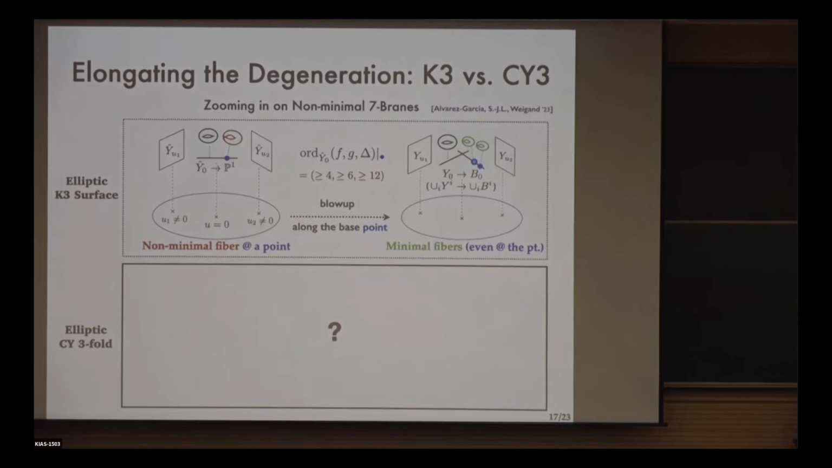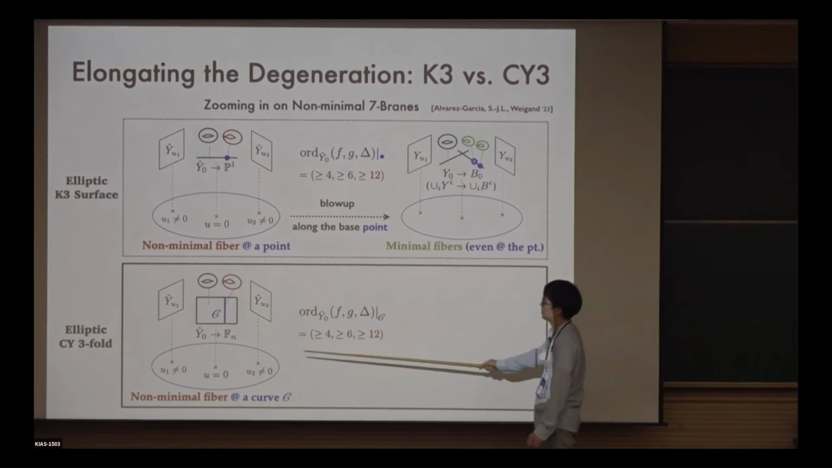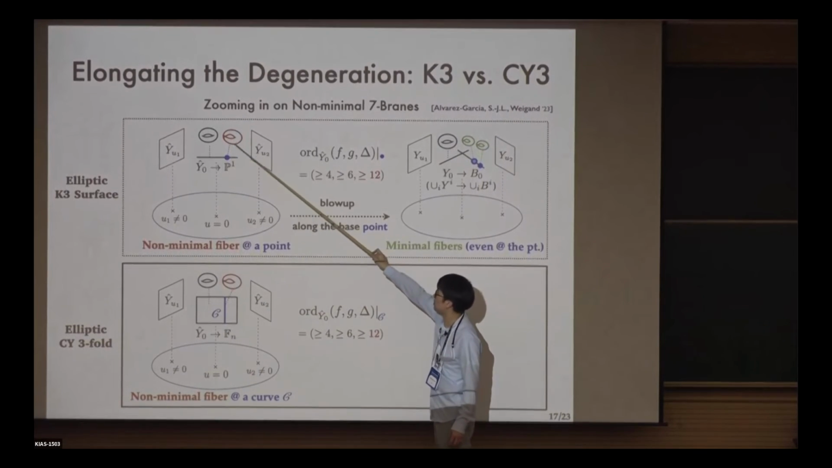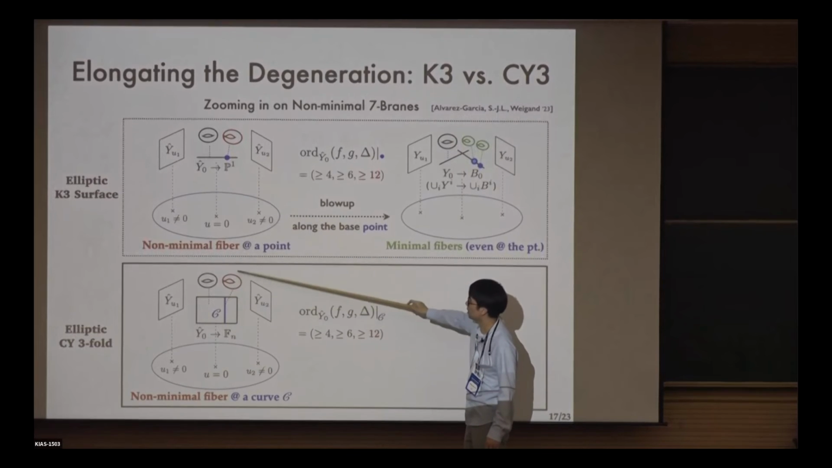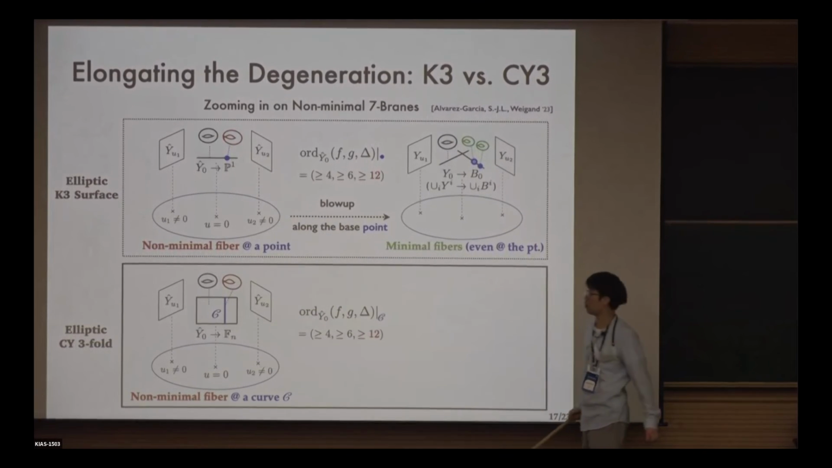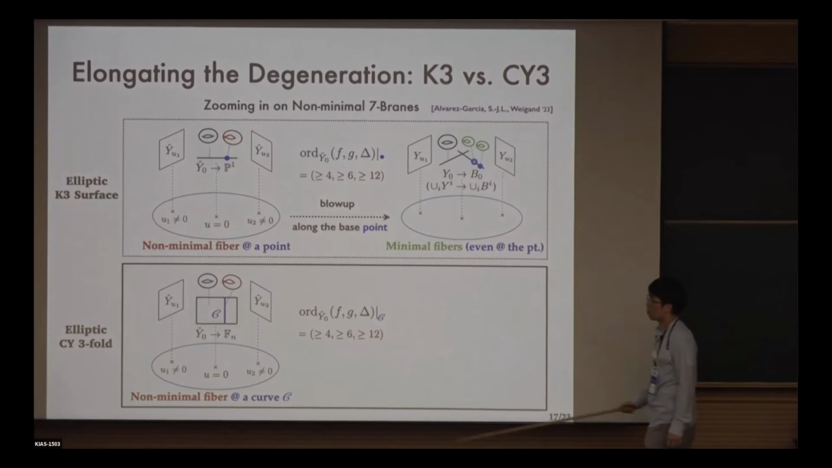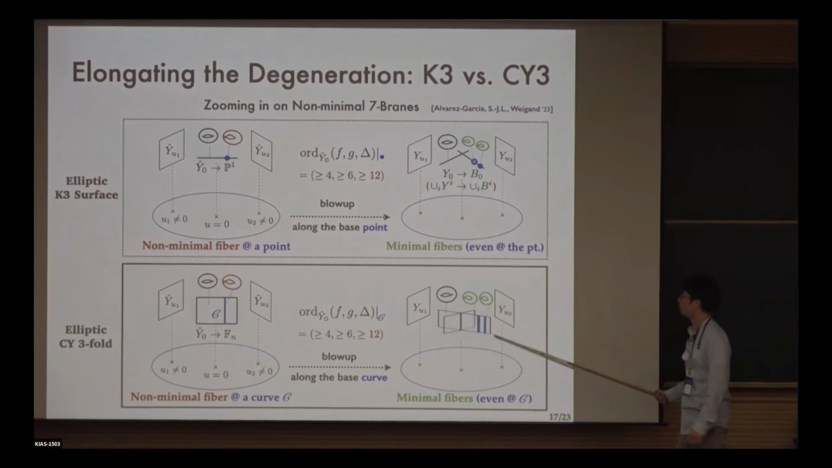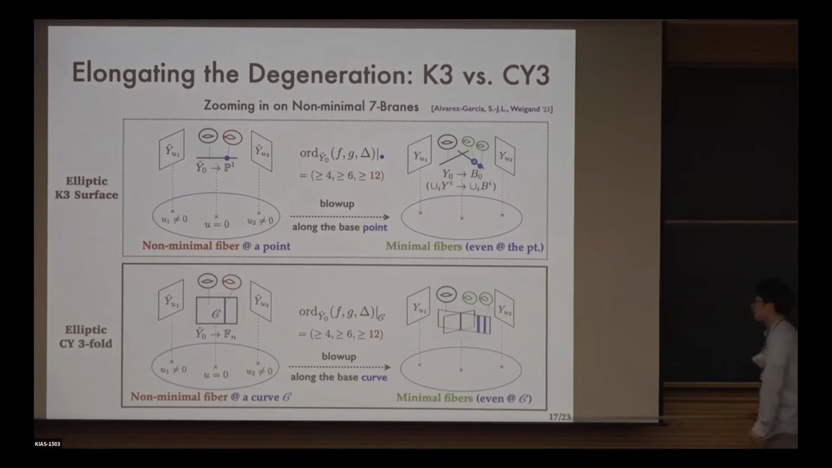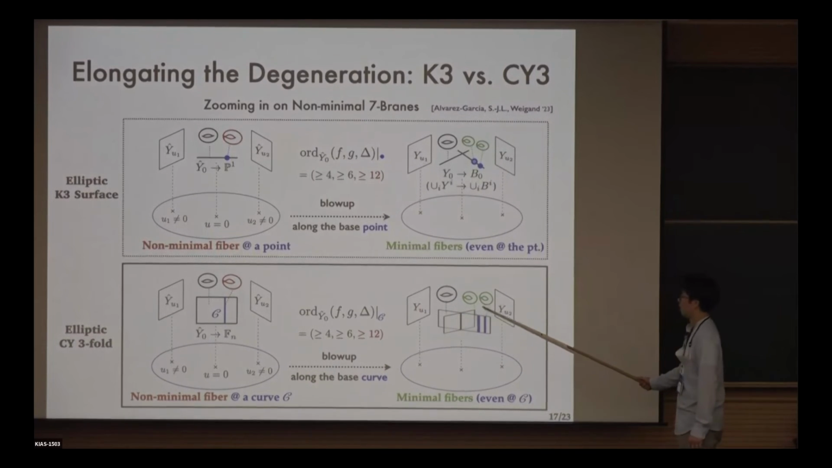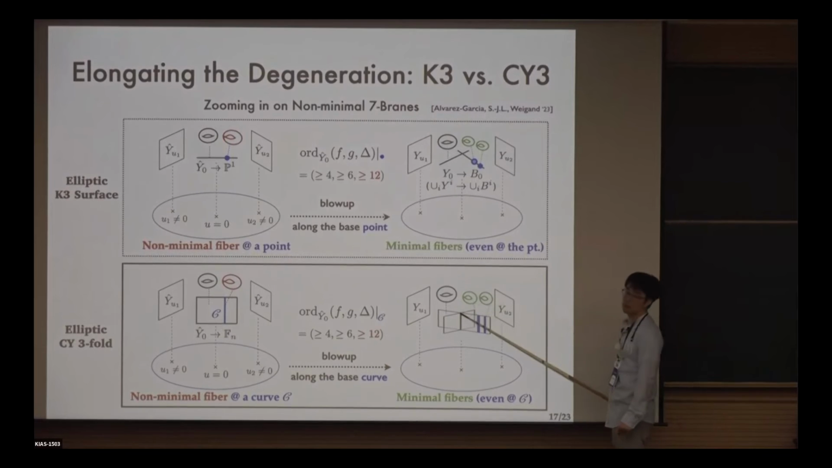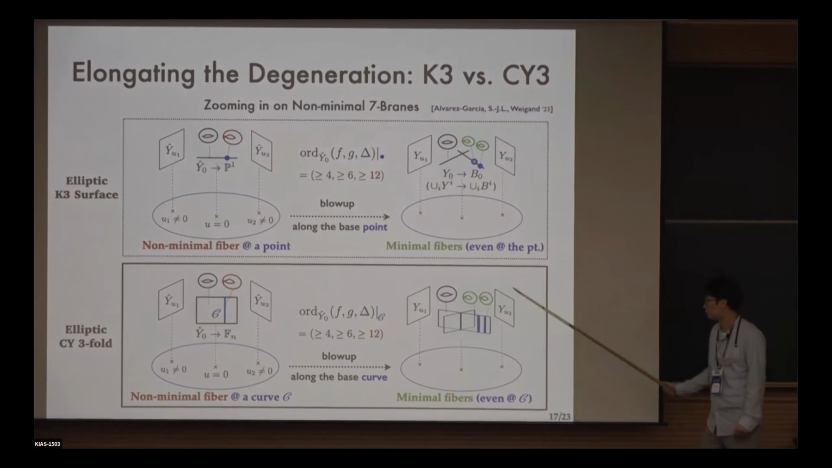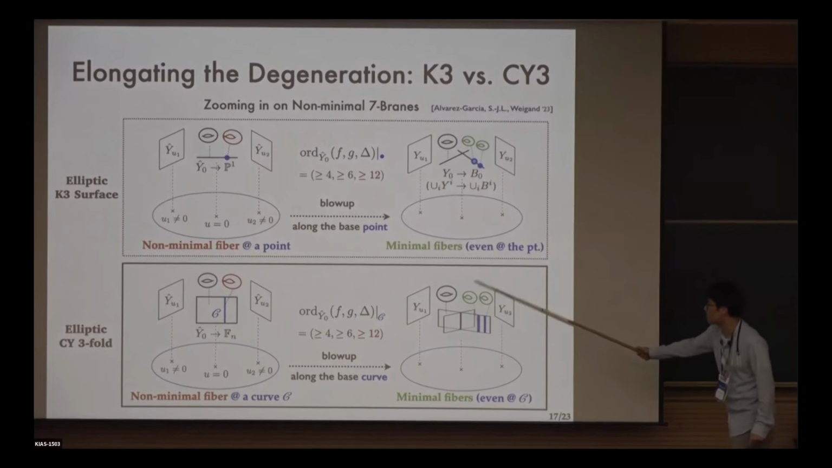Now, we do a similar thing. We can actually do exactly the similar thing for the Calabi-Yau 3-fold. Now, the difference is that the non-minimal fiber is not on a point, but now they are sitting along a curve, a codimension 1 locus. But we can still blow up along a curve at this central element, and then we end up getting an elongated version of the degenerate surface. And this way, we can also prove that in the end, we can get rid of all the non-minimal fibers, and we can get to a degeneration with only minimal fibers around.